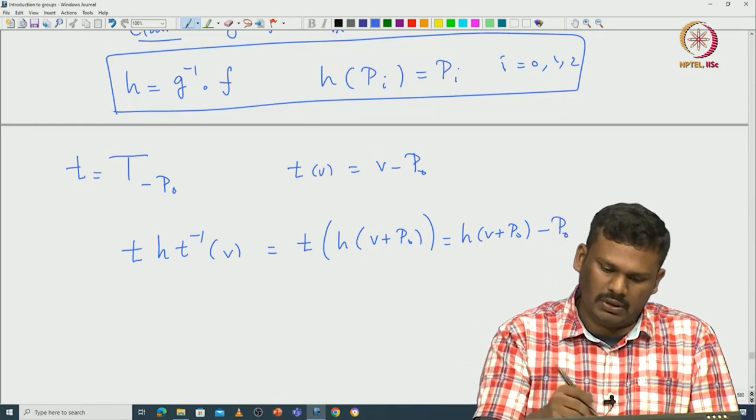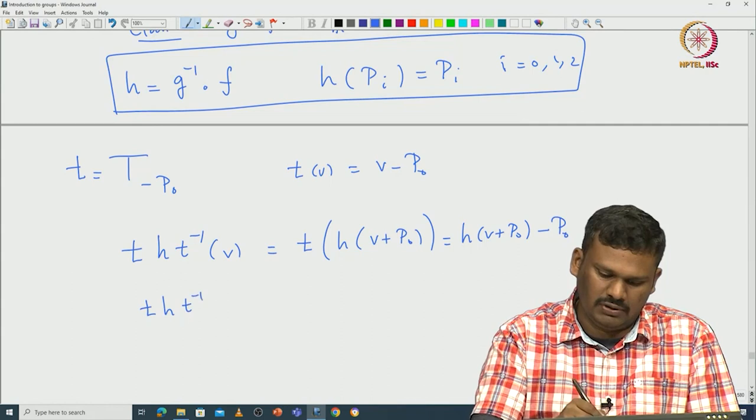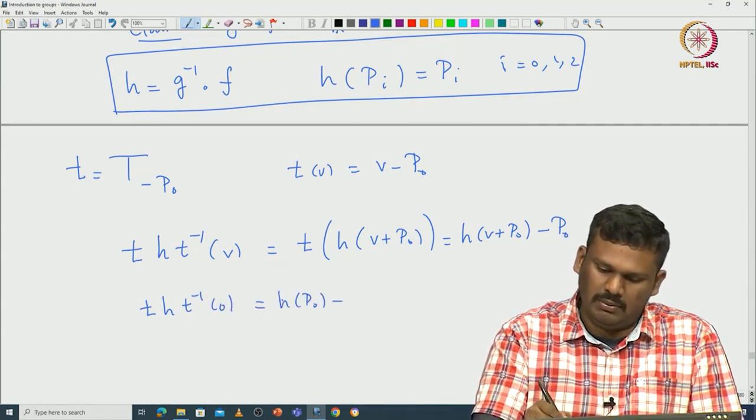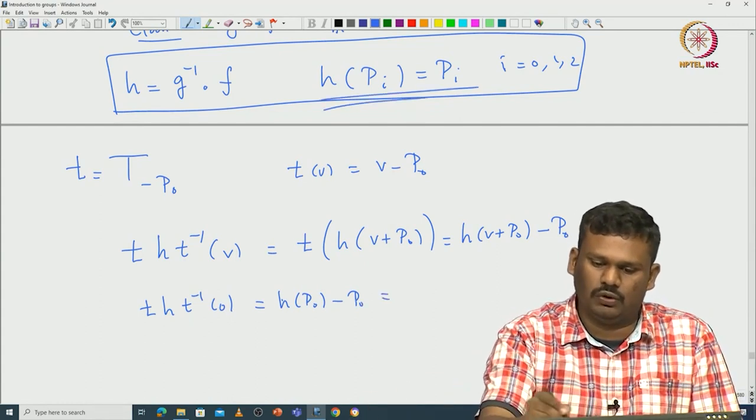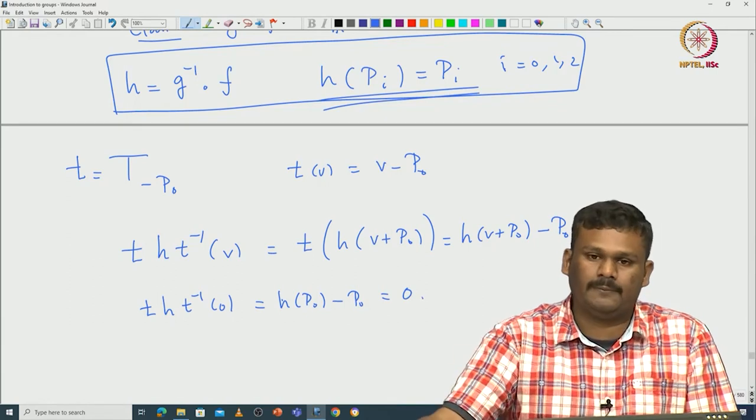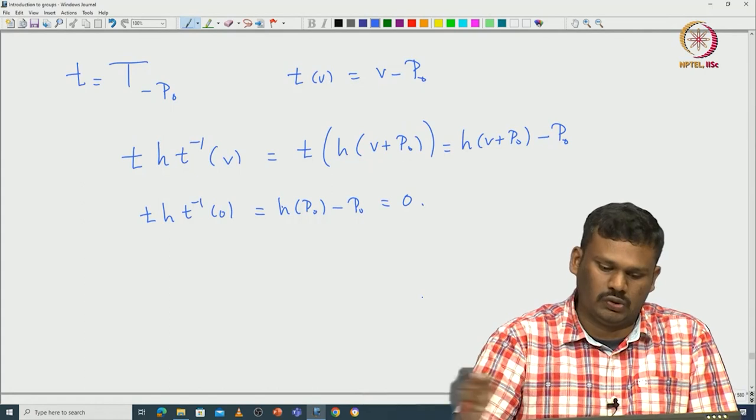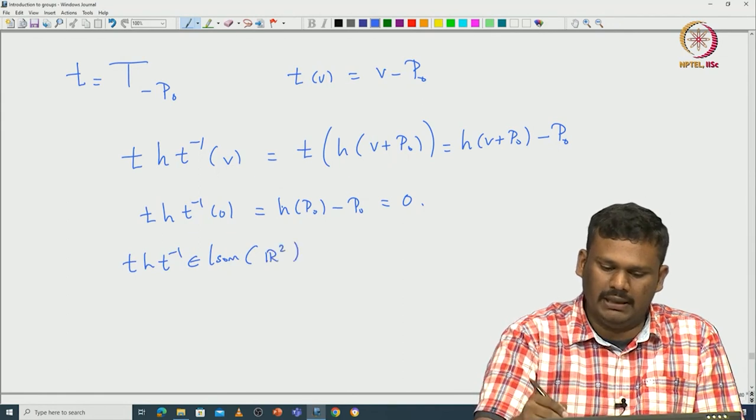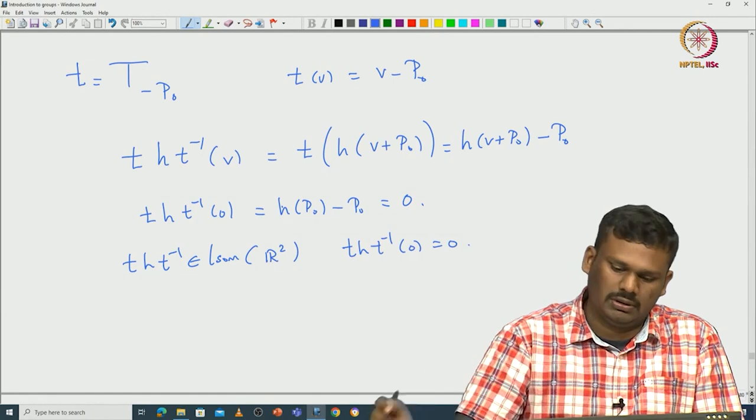So now if you look at what happens to the origin, T H T inverse of 0 is going to be H of P naught minus P naught. But H of P naught is P naught, that is what is given to us. So that means this is going to be 0. So T H T inverse fixes the origin, and it is also an isometry. So T H T inverse is an isometry, and T H T inverse fixes the origin.